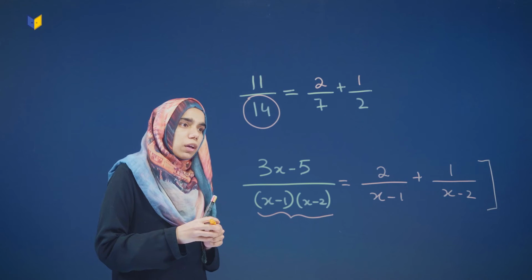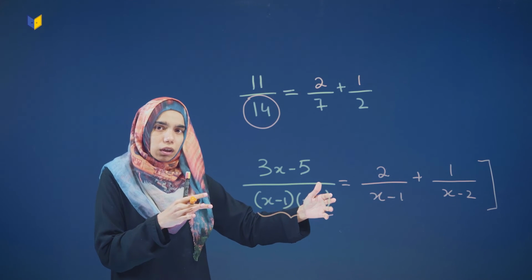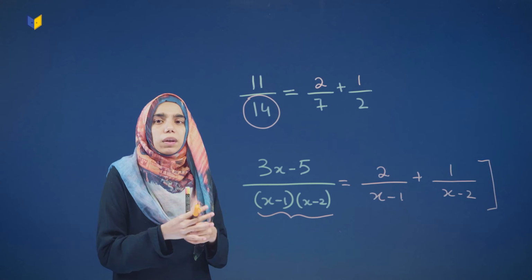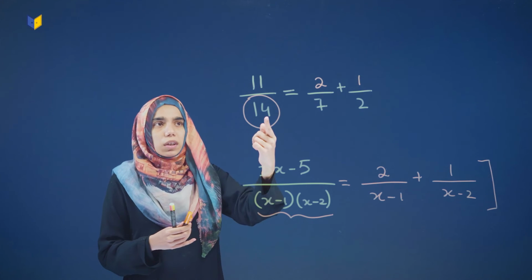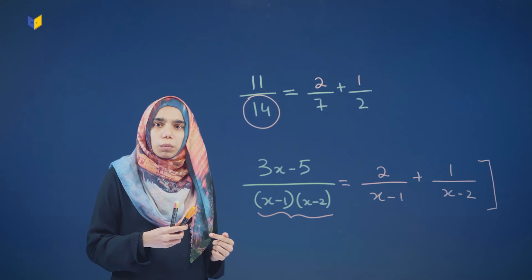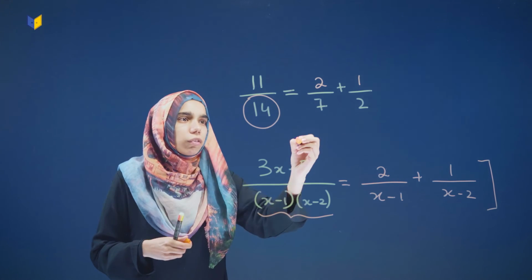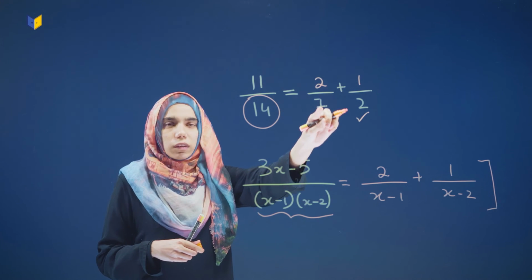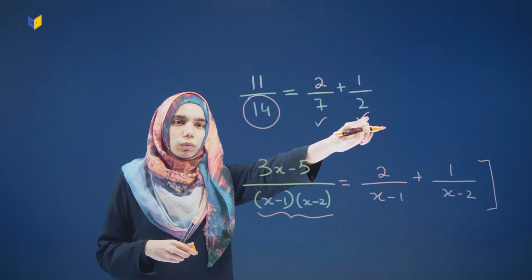One thing to observe here is all the partial fractions you see are proper fractions. What is a proper fraction? It's basically a fraction where the numerator is smaller than the denominator. And all these partial fractions are proper. 2 upon 7, 2 is less than 7, 1 is less than 2.